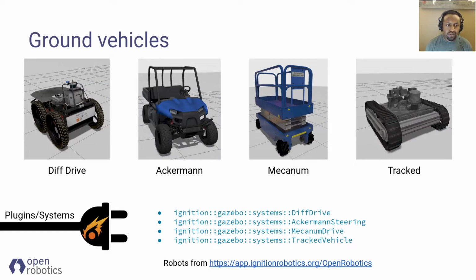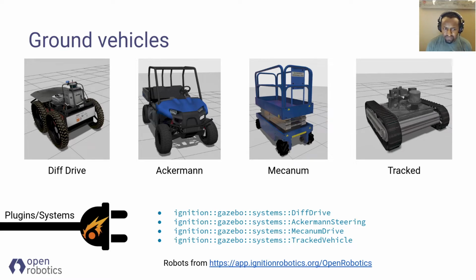So, talking about these systems, the different capabilities for, say, ground vehicles are provided by these systems. So we have different types of vehicles here: diff drive, Ackermann, mecanum, and tracked vehicles, and for each of those vehicles, we have different systems that provide those capabilities.